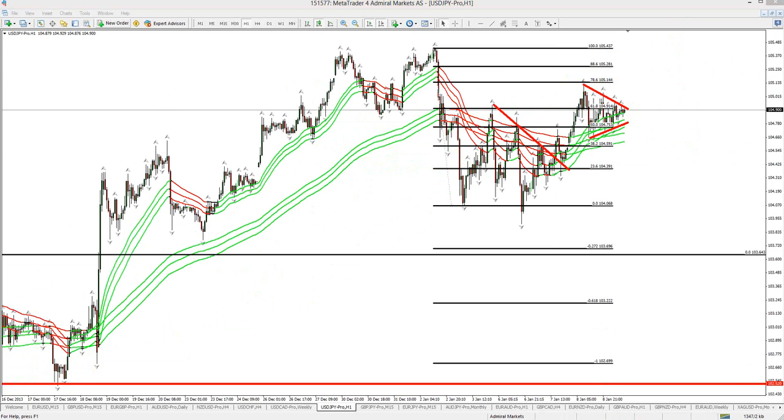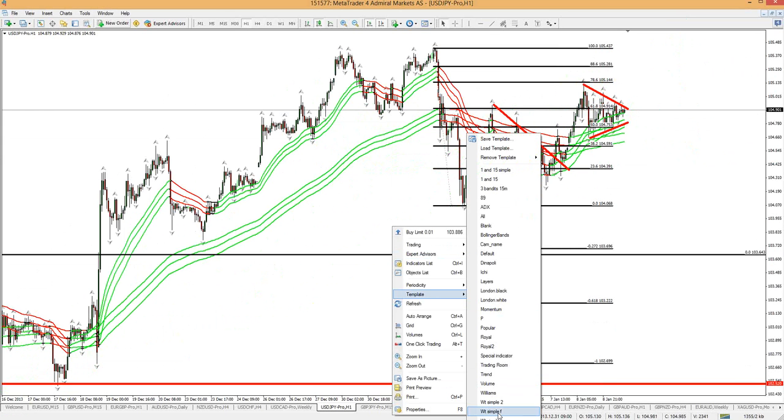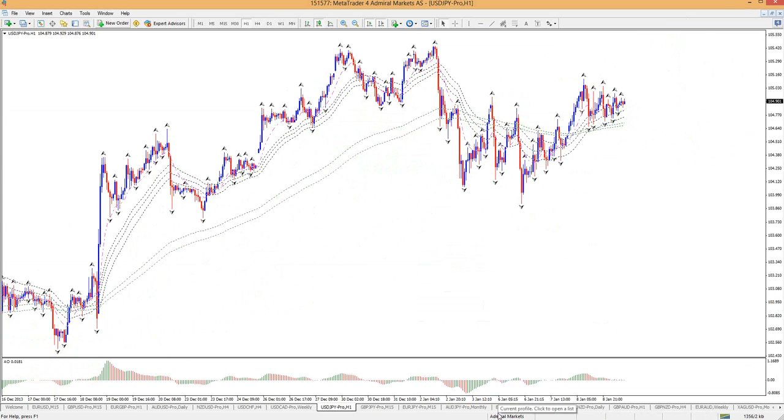The parameter settings, the ones I use, is this. I'll write that down. Alrighty.